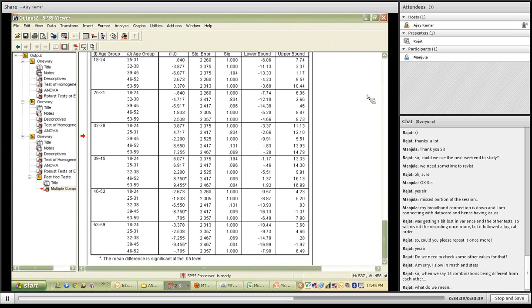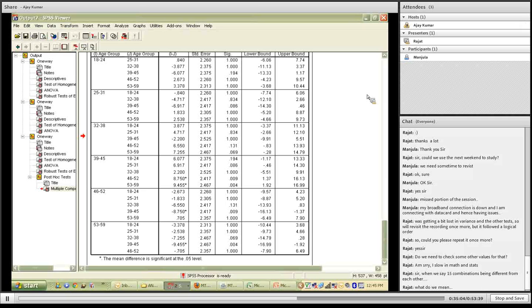If I have to put it in perspective, I would say that you are a batch of 3 people. If any two of you are different from each other, I would say that this batch is different. So now I do not know which two are different from each other. That is something that is told to me by post hoc tests.